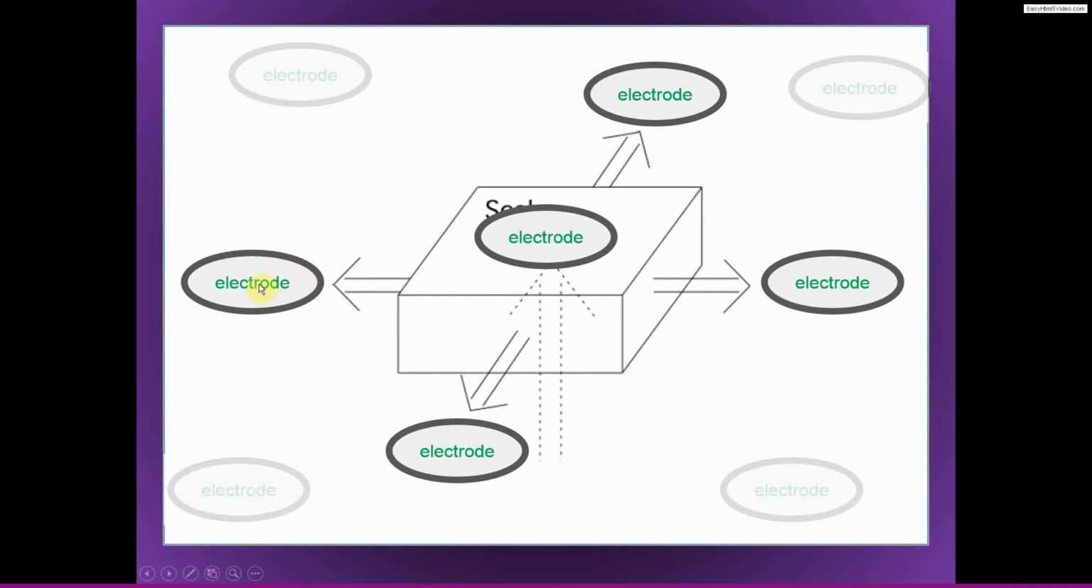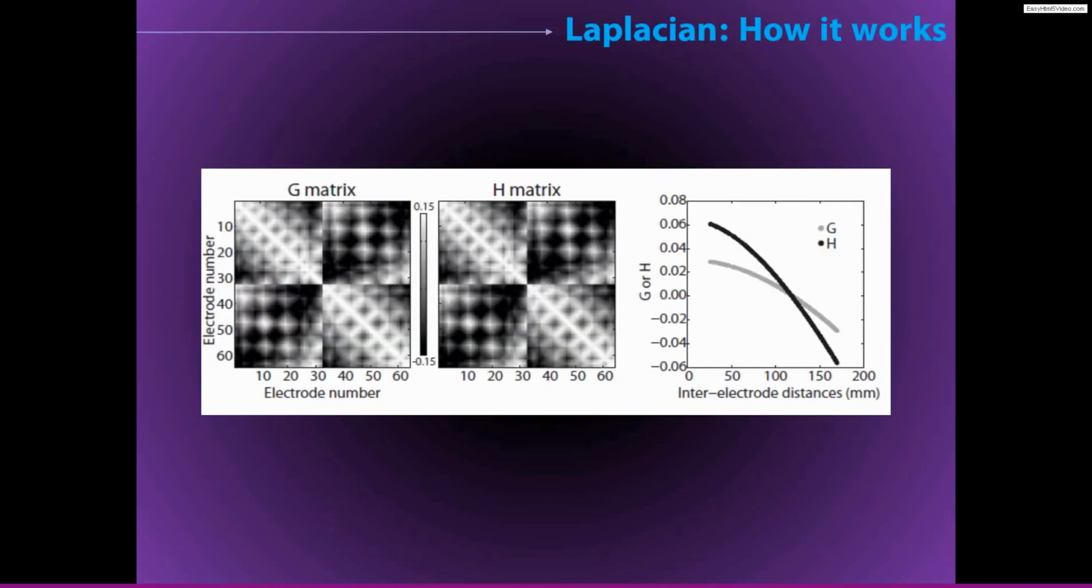So we wouldn't necessarily want to weight the signal from this electrode the same as the signal from this electrode. What we want is a way to compute the Laplacian that incorporates all of the electrodes, not only the surrounding ones, and also accounts for distance, so that distant electrodes affect the electrode under consideration less than closer electrodes. And this is the idea of the Laplacian.